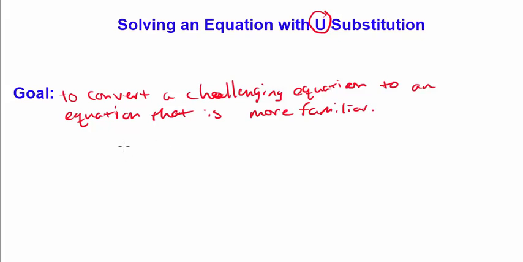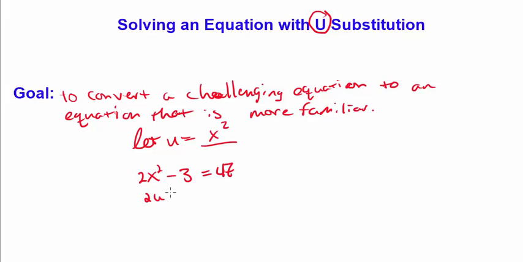So for example, and this is really not the best example because you could solve this pretty easily without doing U substitution, but it gives you an idea. First of all, typically you say let U equals and you determine what U equals. So here's an equation. Let's say I had 2x squared minus 3 is equal to 47. So here in this case, I could maybe say let U equal x squared.